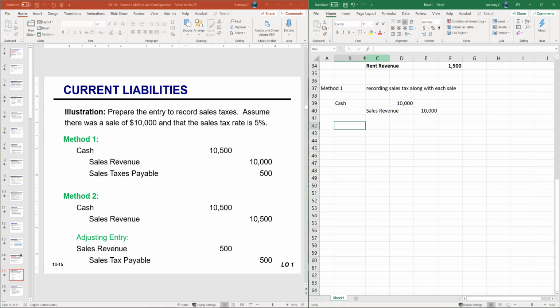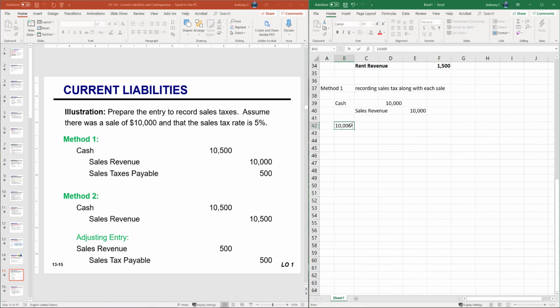The second part of this is that we want to record the sales tax. The sales tax rate is 5%, so 5% of $10,000 is $500. At the time of sale, the customer would have paid us the cash for the sales tax. So we'll debit cash for $500. And since we don't get to keep this cash, we have to remit these taxes to the government, so we'll credit sales tax payable for $500.